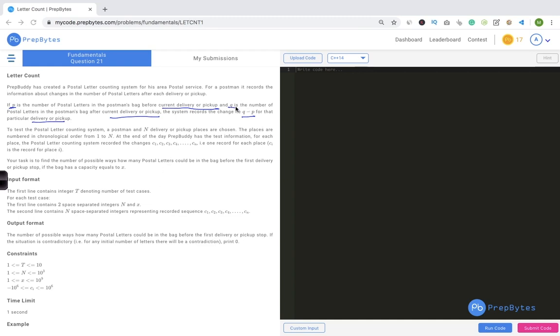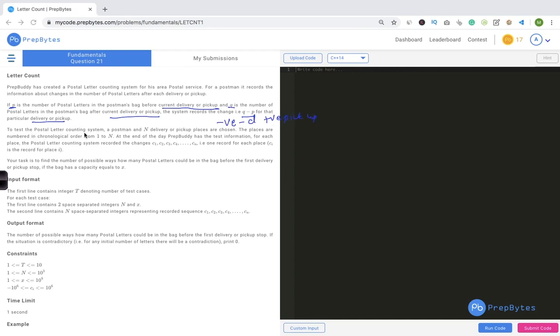Since Q is the number of postal letters after the activity, if Q minus P is negative, it is going to be delivery. If it is positive, it's going to be pickup. Okay, let's go ahead.